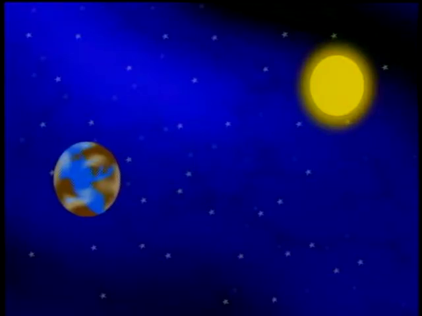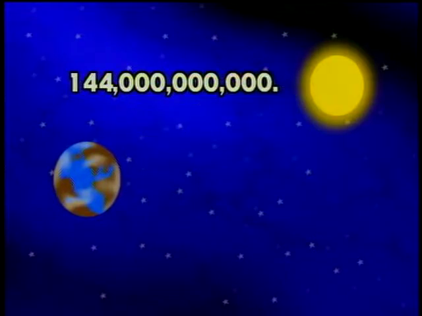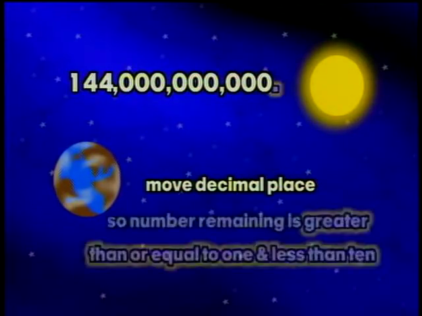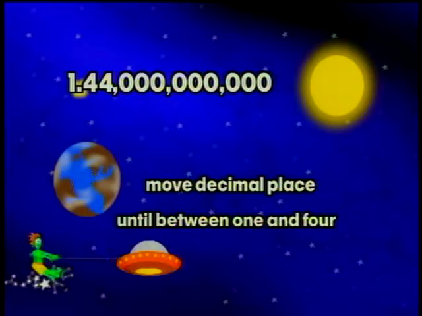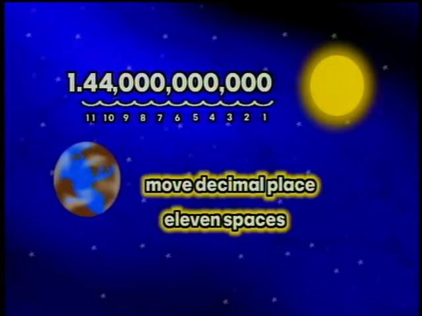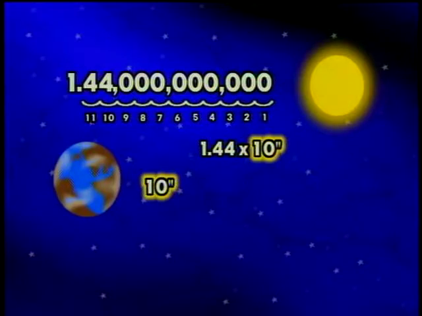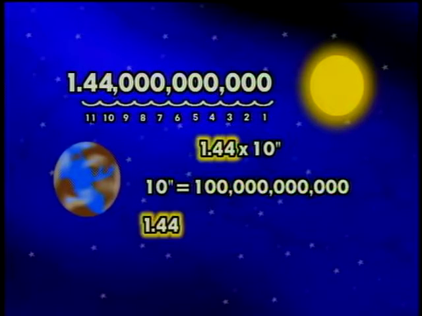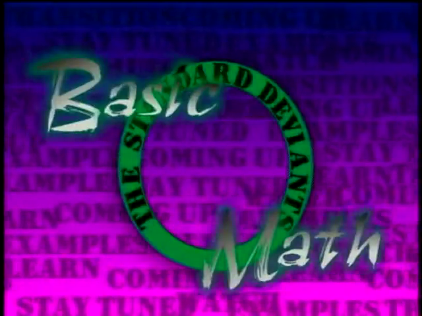We can use scientific notation to show the distance from the Earth to the Sun, 144 billion meters. We move the decimal place to the left so that the number remaining is greater than or equal to 1 and less than 10. For our number, we move the decimal point over to the left until it's between the 1 and the 4. Our decimal point is now 11 places to the left of where it was. So the answer would be 1.44 times 10 to the 11th power. Notice that 10 to the 11th power is 100 billion, and 1.44 times 100 billion is 144 billion meters.